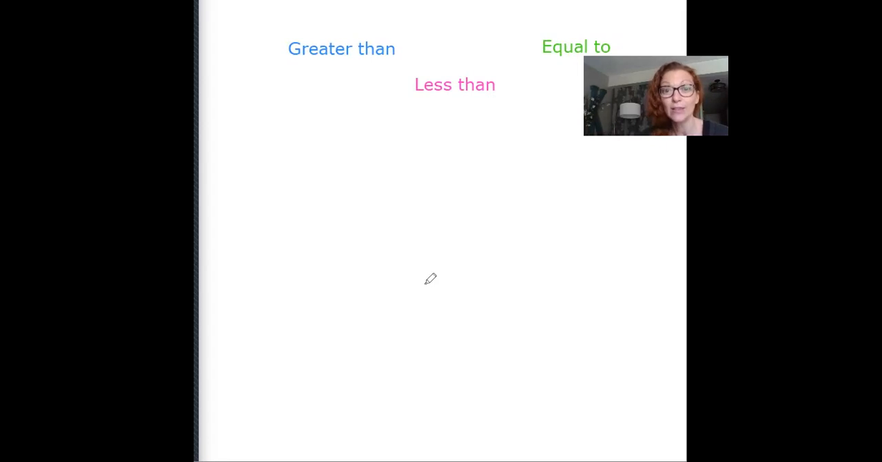So today we're going to be looking at numbers, I spying numbers, and we are going to be figuring out if it is bigger or greater than, right here, or smaller or less than the other number. Or maybe they're going to be equal. Equal means the same.